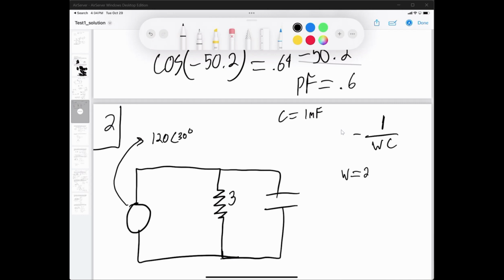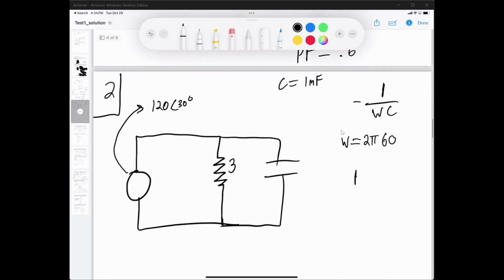Omega is equal to 2 pi f, f being the frequency, which we know is 60. And we know the capacitance, so we'll plug in those values to find our answer. If you do that, we'll get negative 2.65 j, since it is a reactance component, is what I call it.